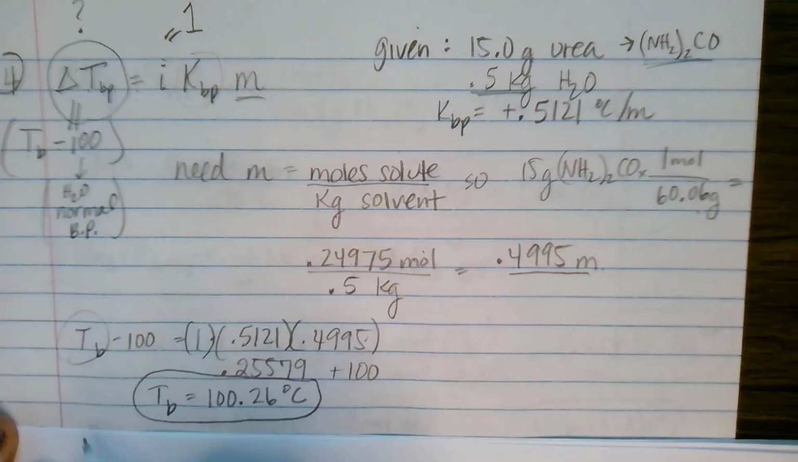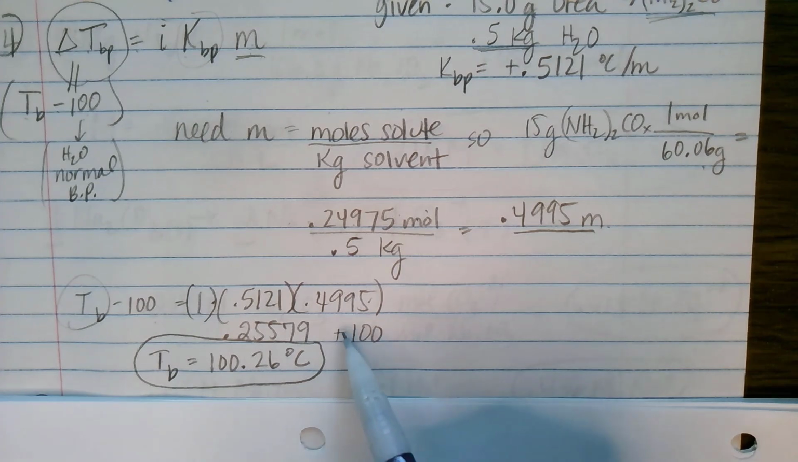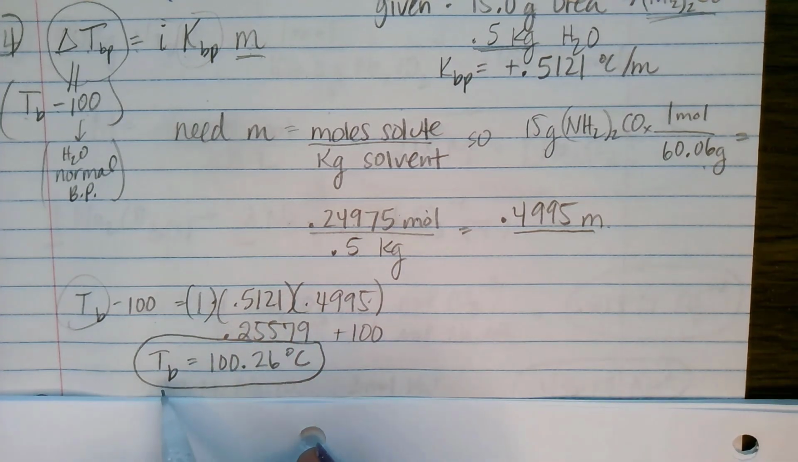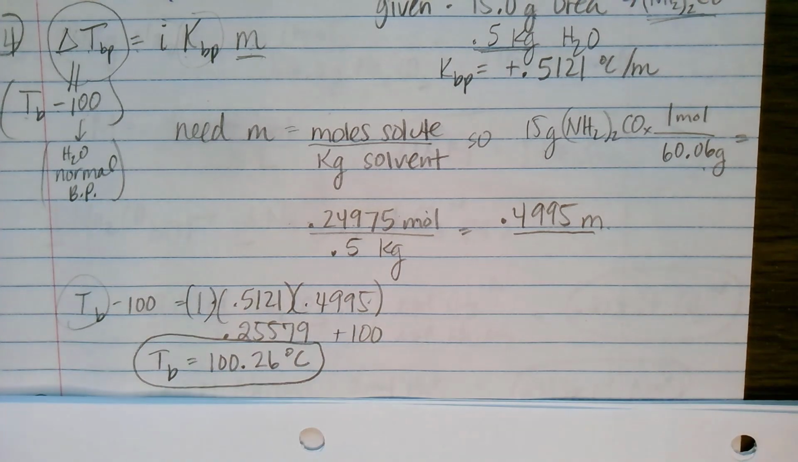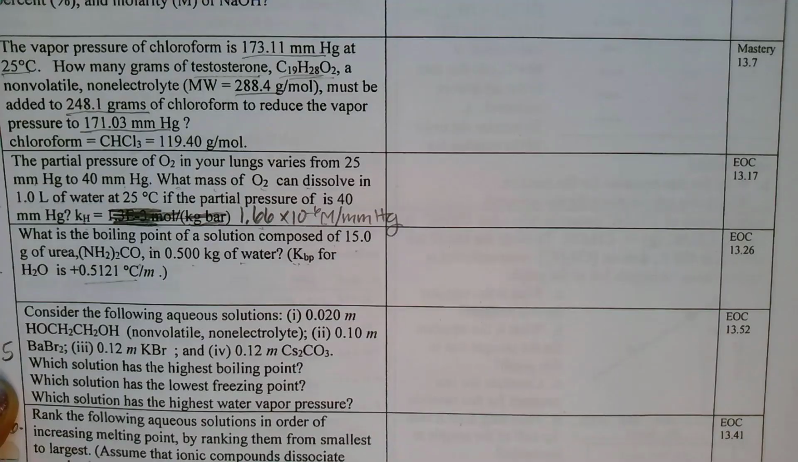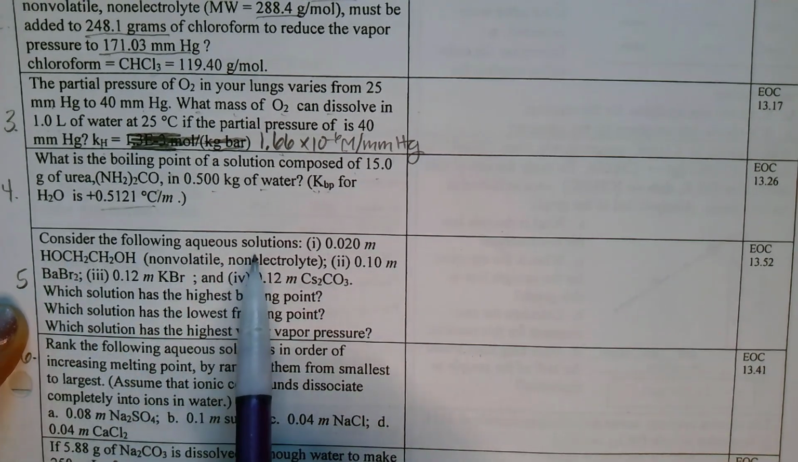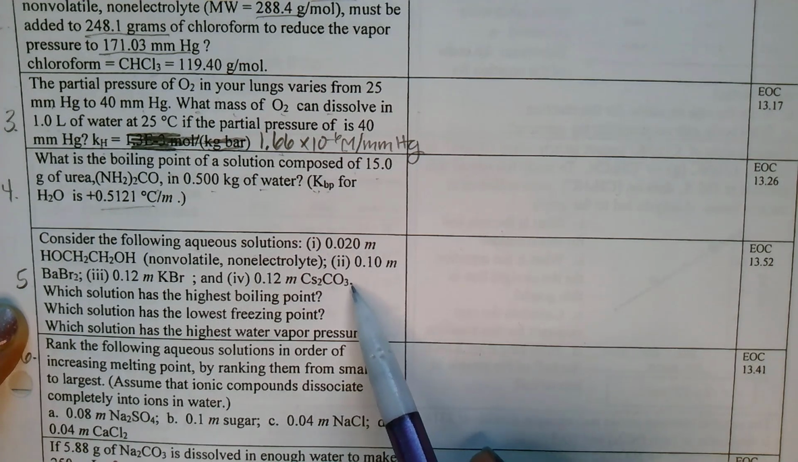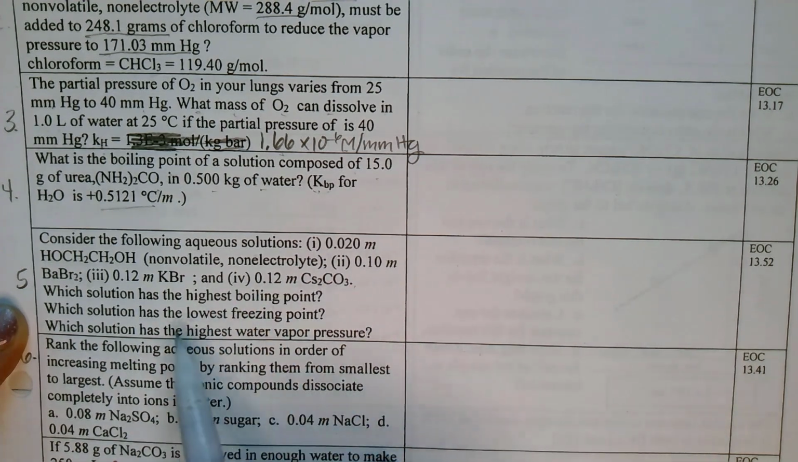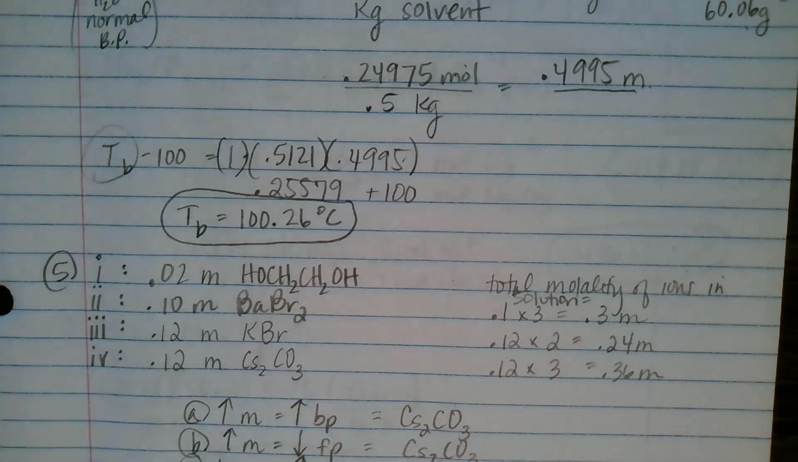Now we just need to find that boiling point. So plug and chug, found that the elevated boiling point was 100.26. Number 5, we're looking at the following aqueous solutions, 4 different ones. We want to know the highest boiling point, the lowest freezing point, and the highest water vapor pressure.